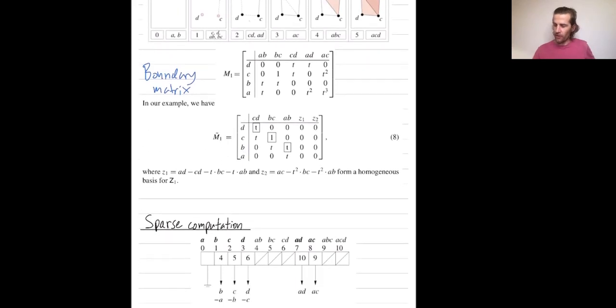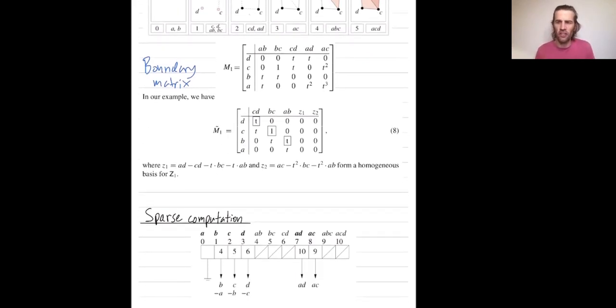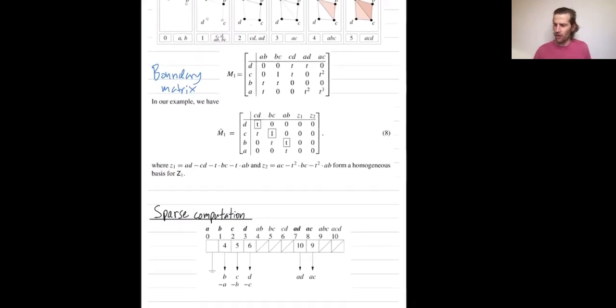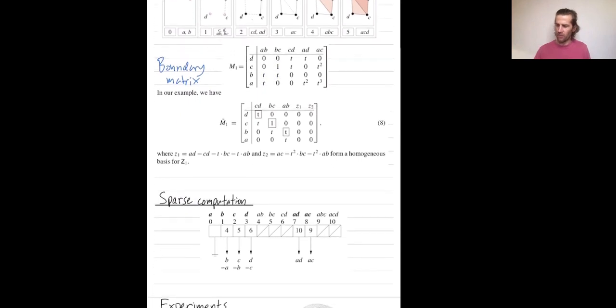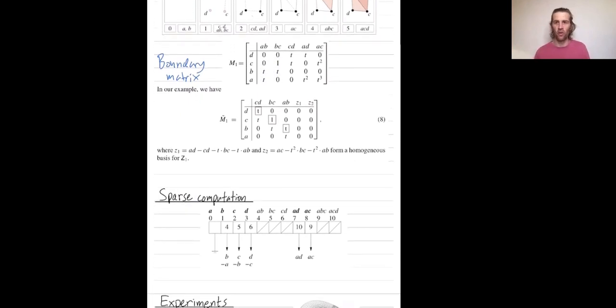However, they also describe how to do these computations in a much more sparse or computationally efficient manner. The point is that the boundary of an edge is always exactly 2 vertices, right? And similarly, the boundary of a triangle is always exactly 3 edges, and the boundary of a tetrahedron is always exactly 4 triangles. So these boundary matrices are sparse. So there's really no need to store the entire matrix. Many of the entries are 0. And this paper describes a sparse data structure storage, which leads to a very fast algorithm.